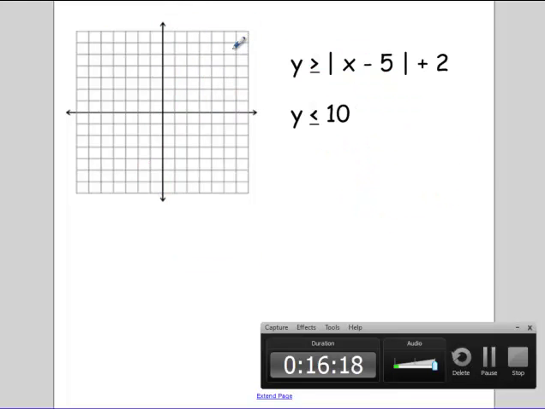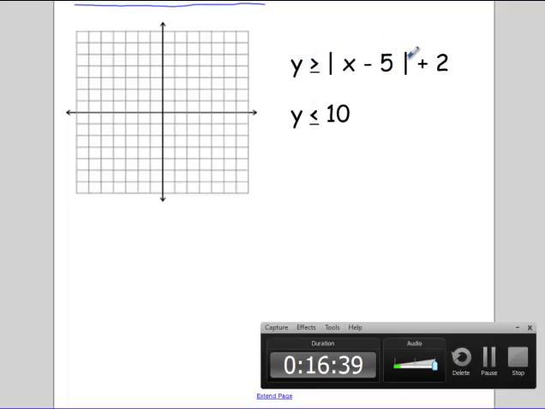Greater than or less than or equal to 10. I don't have enough room here, do I? 1, 2, 3, 4, 5, 6, 7. So 8, 9, 10. I know it's not quite right, but up here at 10, it is less than. It's solid, so it's everything down here. That's not the interesting part. Let's put in this one.